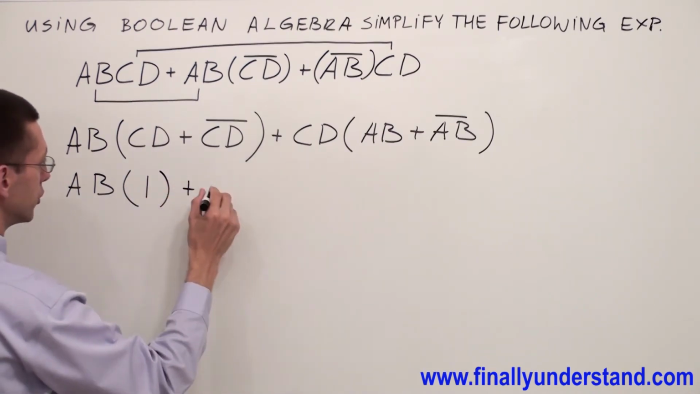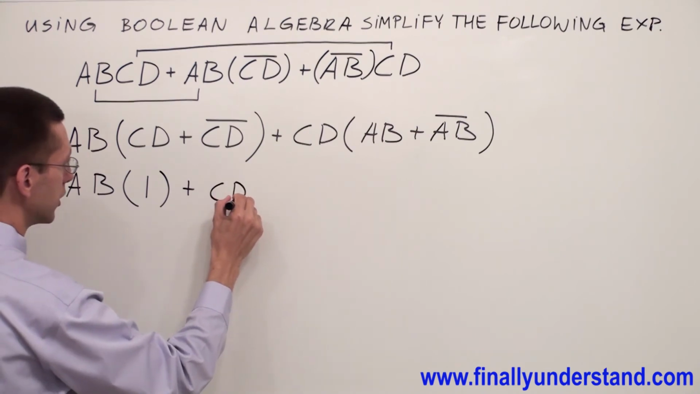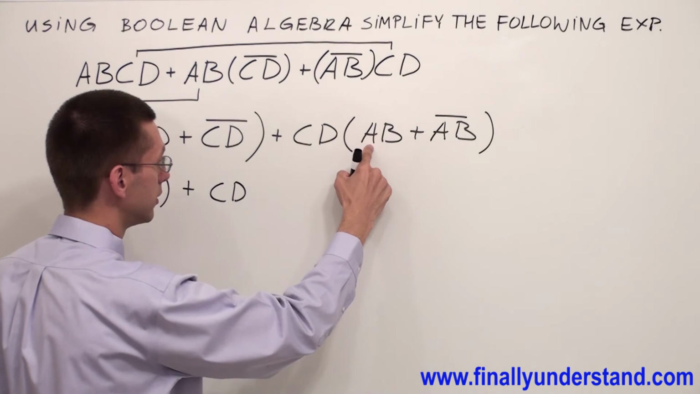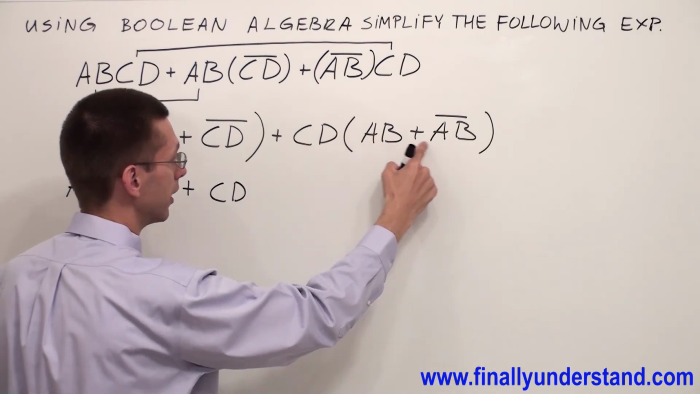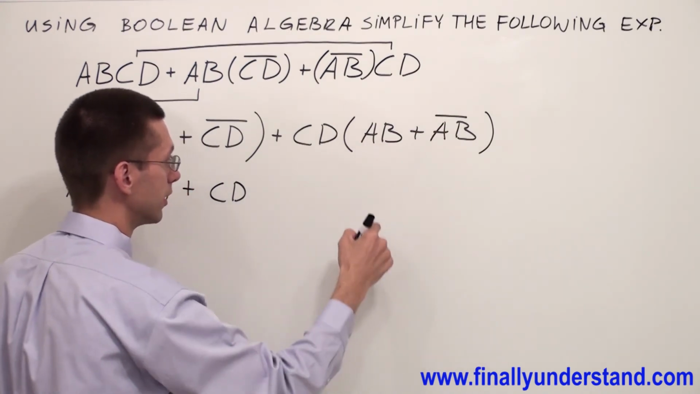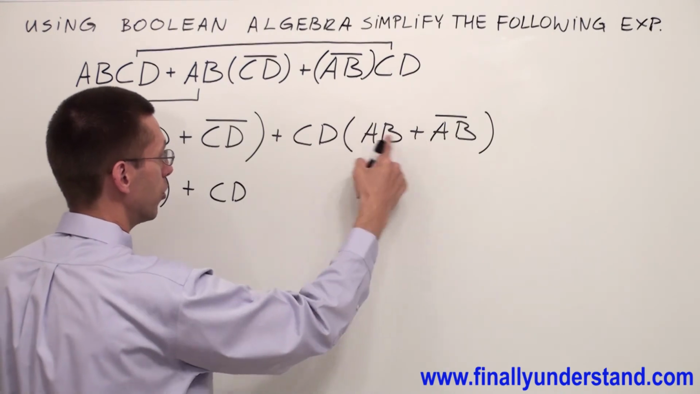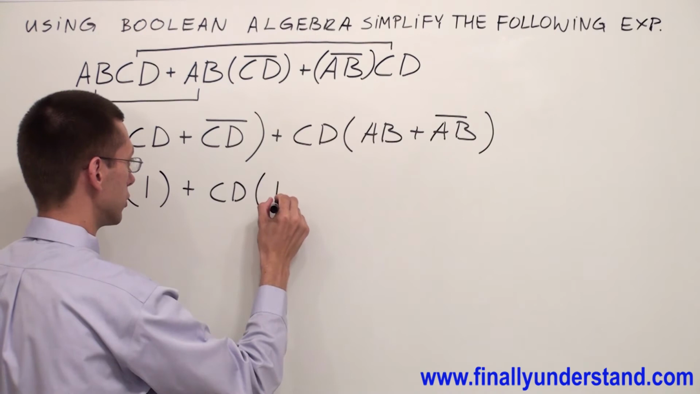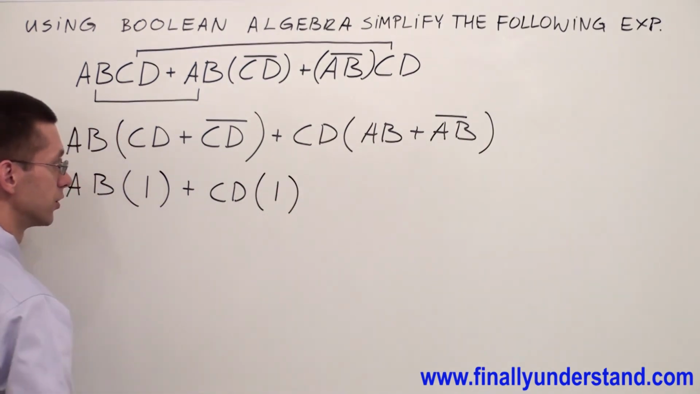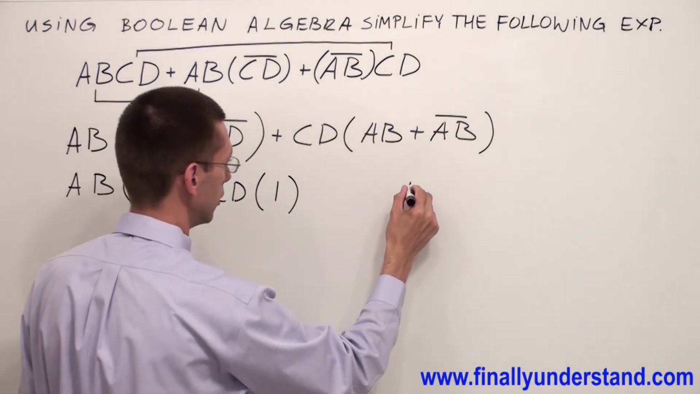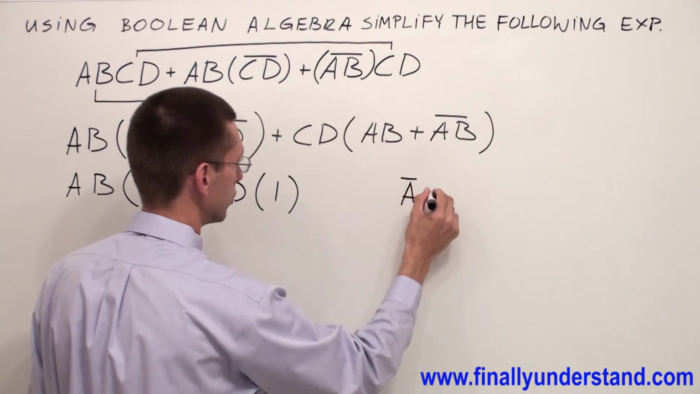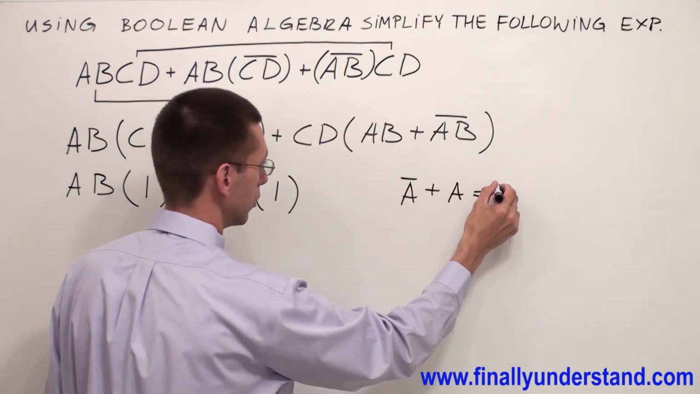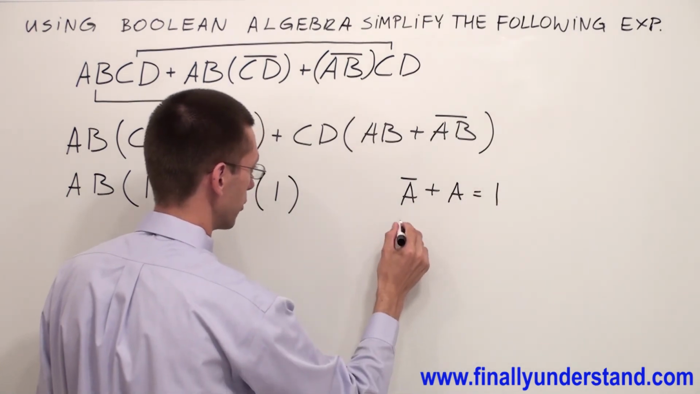Or I have CD. I have a very similar situation also over here, because I have an AND gate, I have CD, and I have CD NOT, this is a NAND gate. So again I have complements ORed together. That's why this is equal to 1. This is something similar to what we had before. We had A NOT or A is equal to 1. And the same story happens over here.